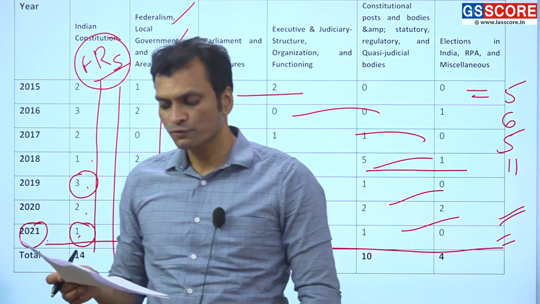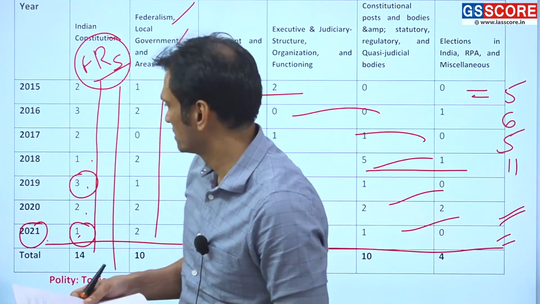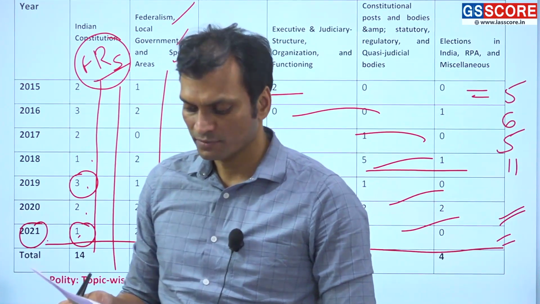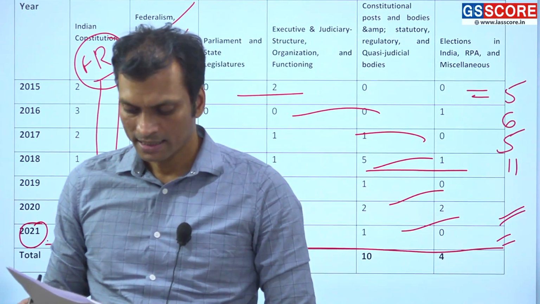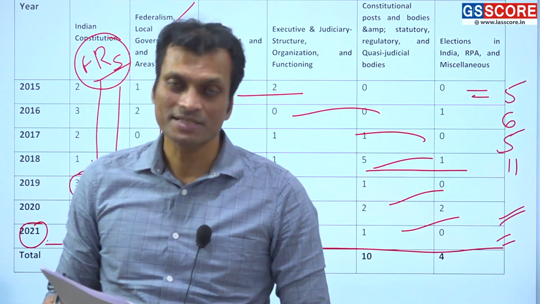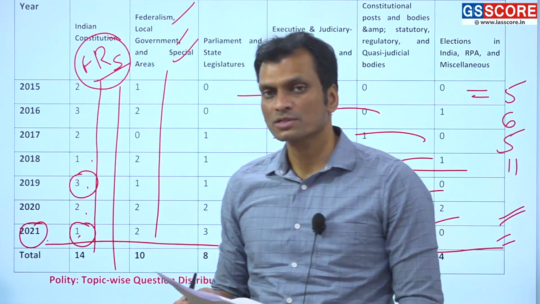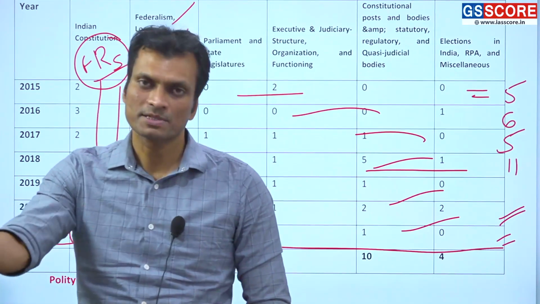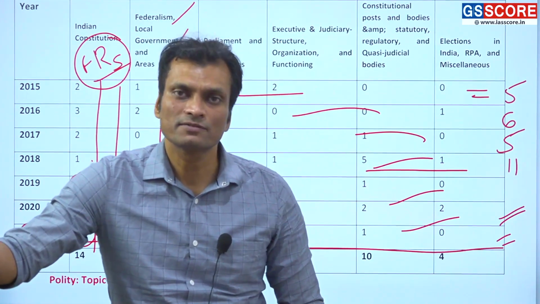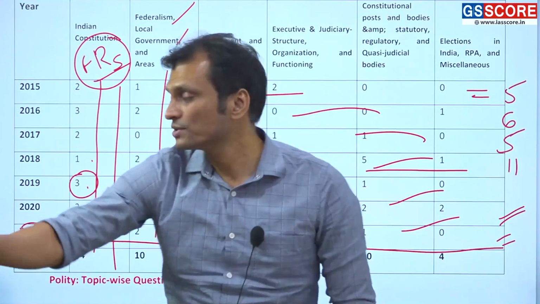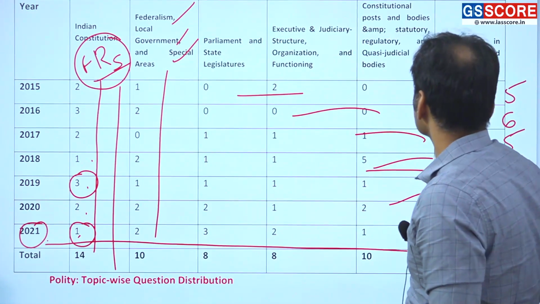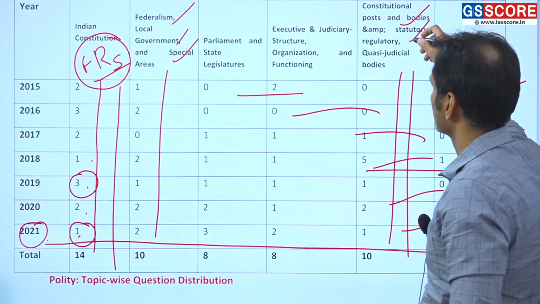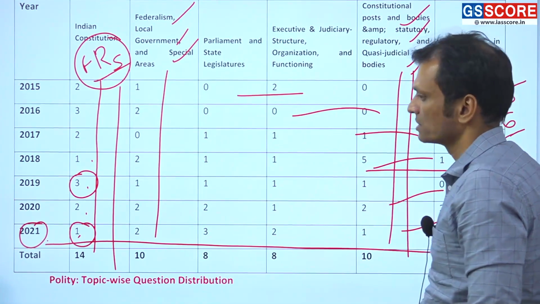right? Now let's go for the next question in 2021, which is about the Finance Commission report. What are the recommendations of the 14th Finance Commission, and has the state's fiscal position improved because of that or not? Now the question is a descriptive question, not 100% descriptive, but the recommendation part of the 14th Finance Commission is typically here, from this portion: constitutional posts, bodies, statutory, regulatory and quasi-judicial bodies.